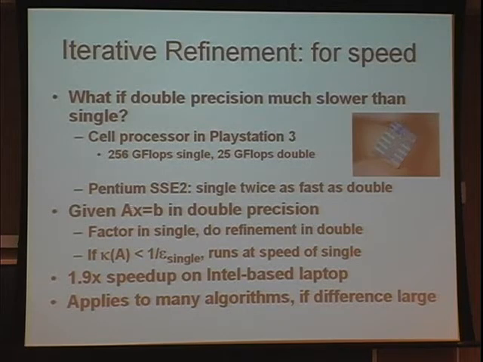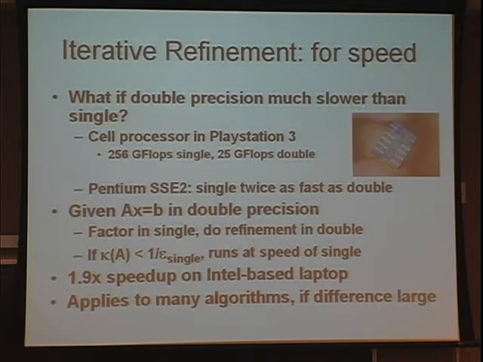And in fact, we're used to this. If you run on a Pentium with SSE2, single runs twice as fast as double. So this has been around for a while. But a factor of 10 is something to pay attention to. So here's the idea. Given Ax equals b in double precision, you want the answer in double precision, but you want to go 10 times faster. How do I do it?